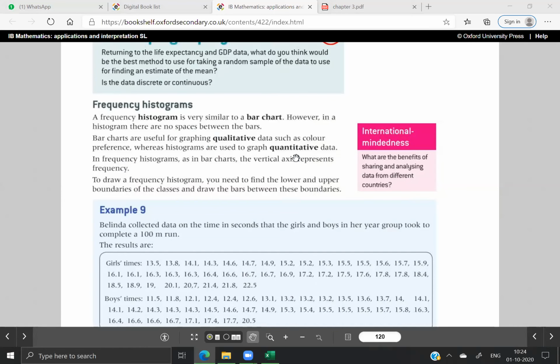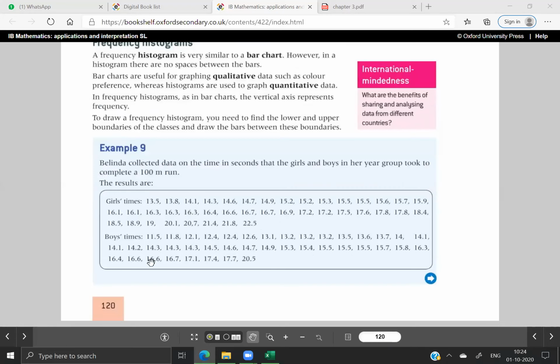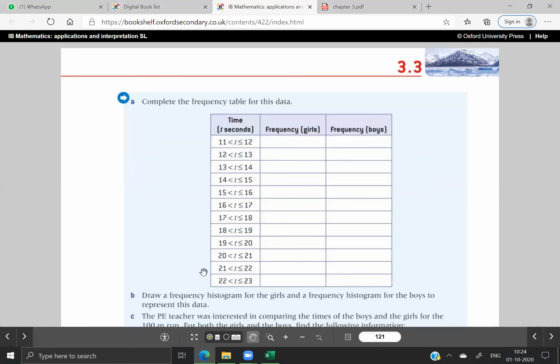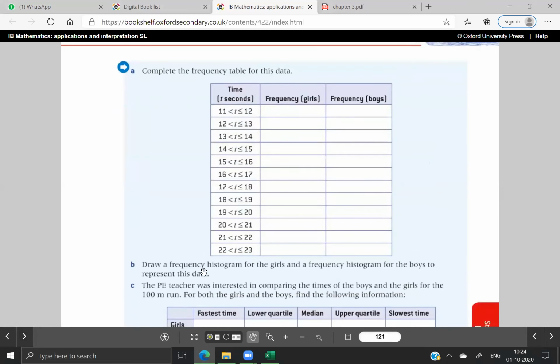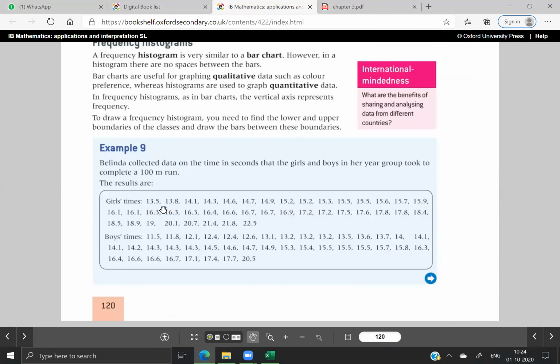Now in the vertical axis, as I told you yesterday, we always take the frequencies. So let us see all this data, girls' time and boys' time. How is it represented? So first of all, we'll tabulate this. You can take it in a group frequency here. So the timings given, if you see here 13.5, 13.8, you have to search for the lowest value here and you can group them accordingly.